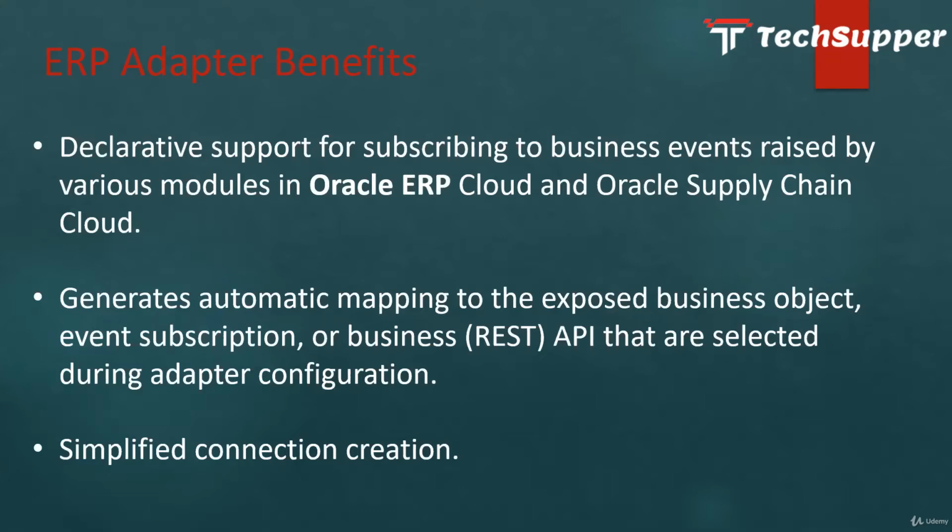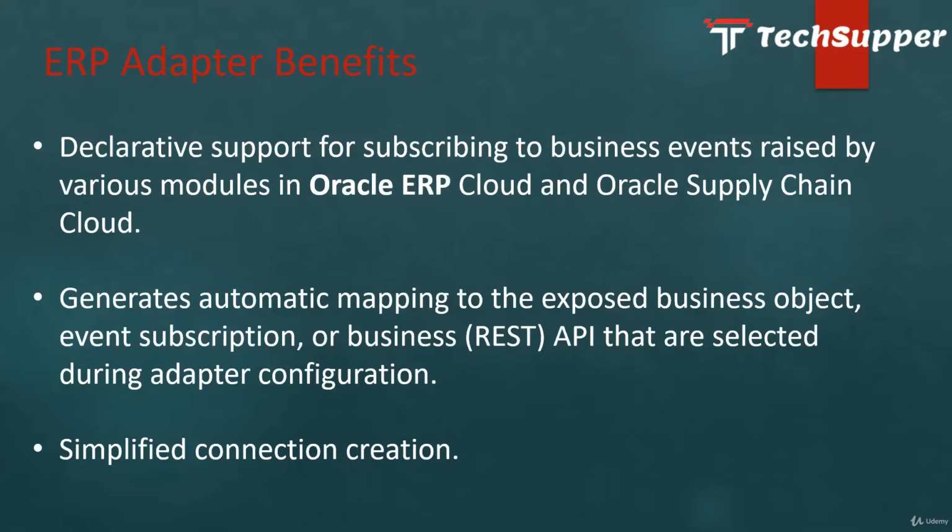If we talk about the event subscription, it represents an event document to which we subscribe to the events. The event subscription is raised by the ERP cloud application. If we talk about the business REST API, it represents an Oracle Fusion application REST API resource. We can select parent business resources and their corresponding child business resources. Support is provided in the invoke direction.